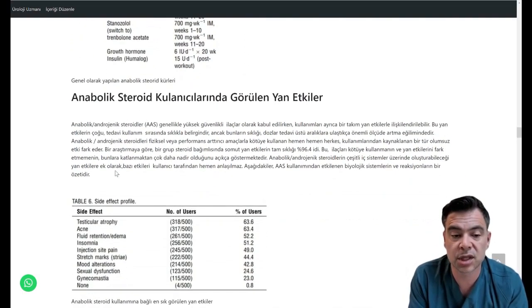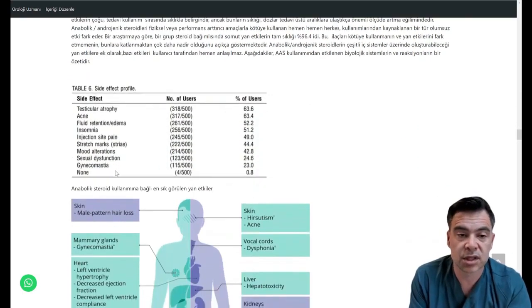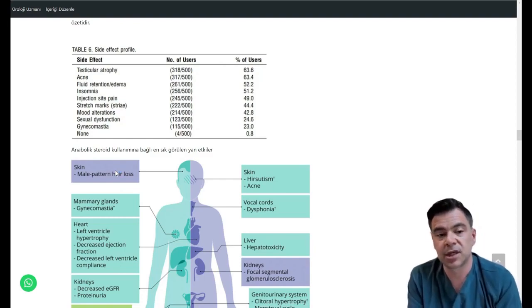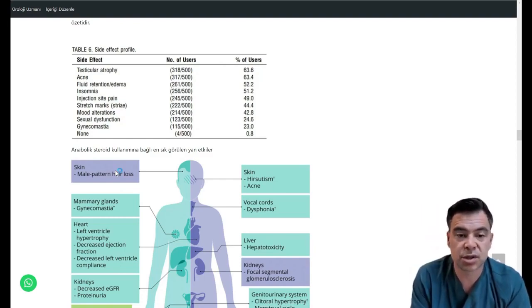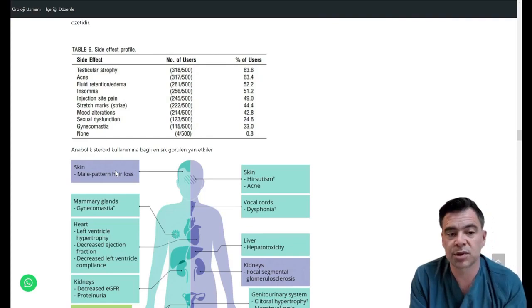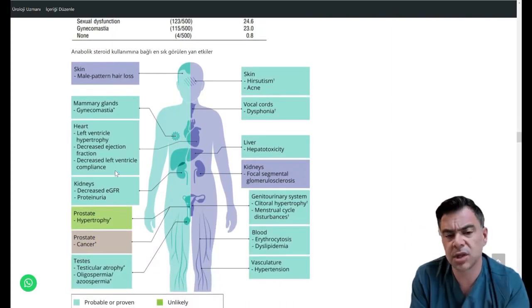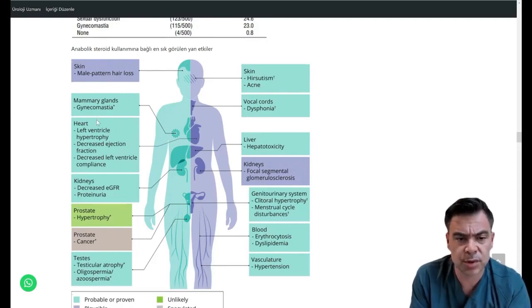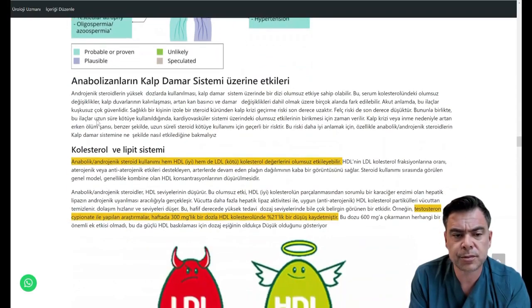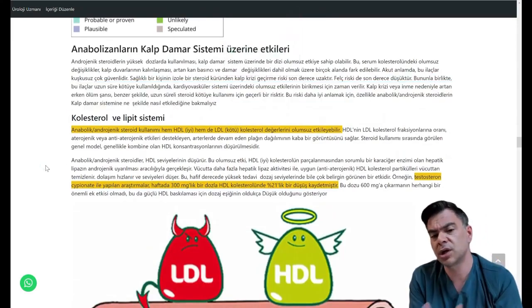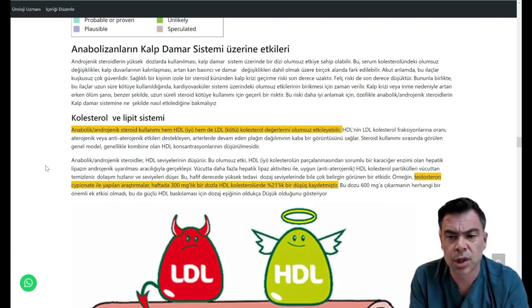What are the most common side effects of anabolic steroids? The most common side effects are testicular atrophy, acne, edema in the body, drowsiness, pain at the injection site, sexual dysfunctions, and gynecomastia. In fact, it acts on almost many systems of the body. Apart from that, it disrupts the cholesterol profile. Especially oral anabolic steroids severely impair the cholesterol profile.